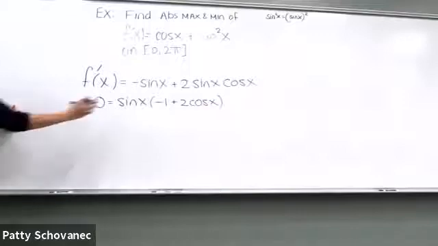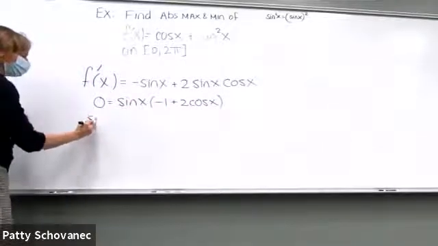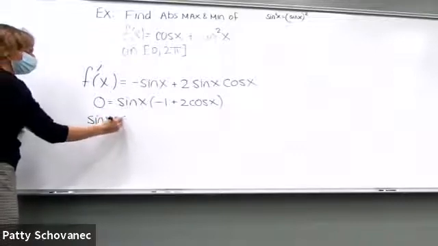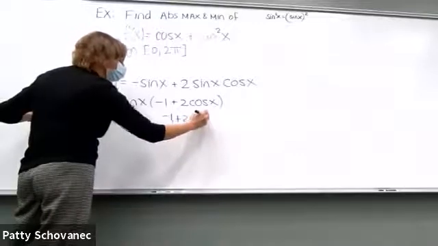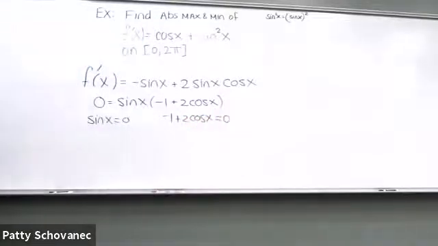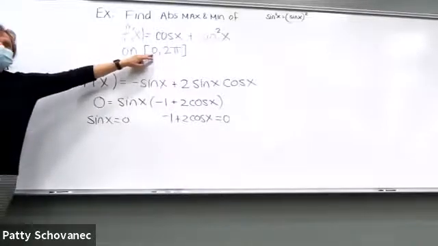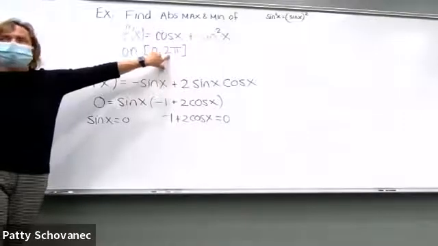Then we collect our critical numbers by setting each of the factors equal to 0. So I need to find out where the sine of x is 0, and where -1 plus 2 cosine of x is 0. So name me all of the places where the sine of x is 0. I know sine of 0 is 0, so is the sine of 2 pi, right? Where else?